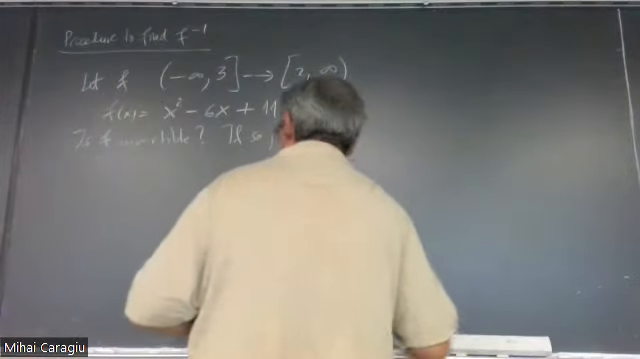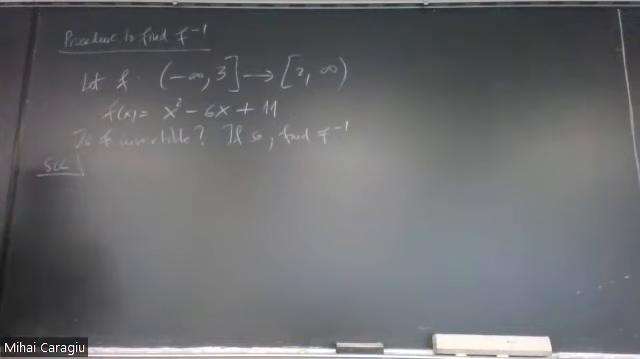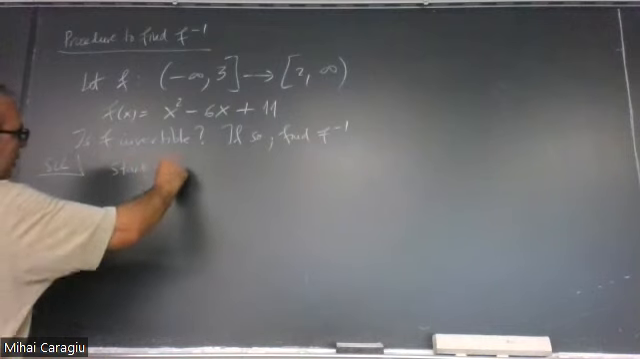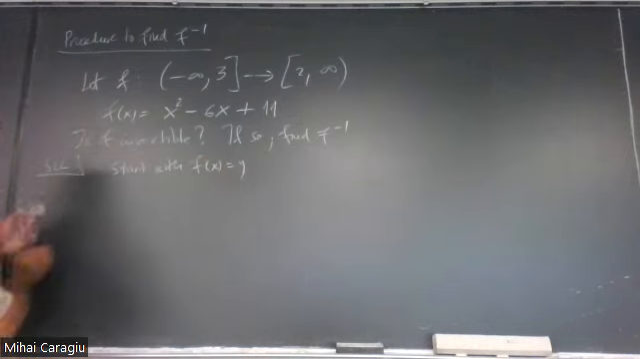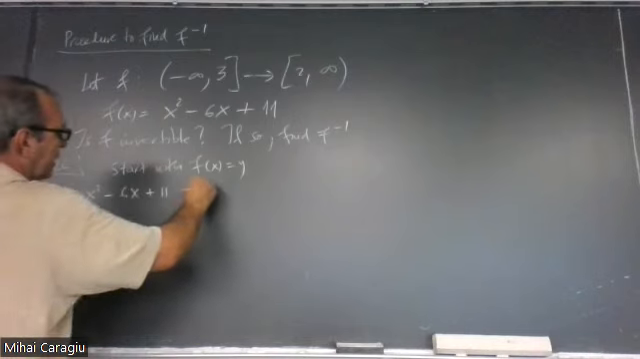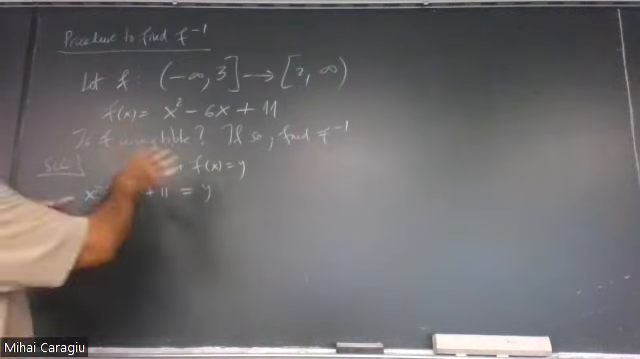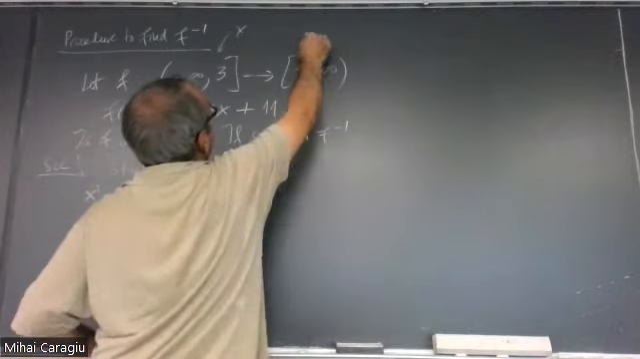So let's start the solution based on this idea. Start with f of x equals y. Let's see what we get here. f of x is x squared minus 6x plus 11, equals y. But once we write this, we have to write down exactly the specifications. Where is x living and where is y living? x is in the domain and y is in the codomain.